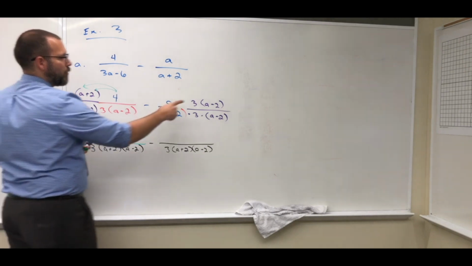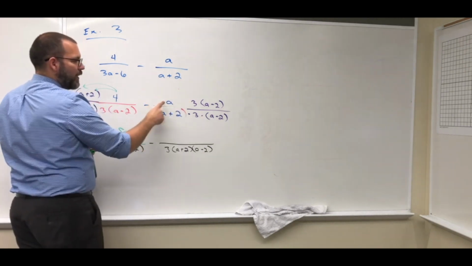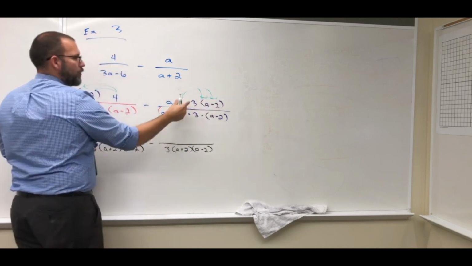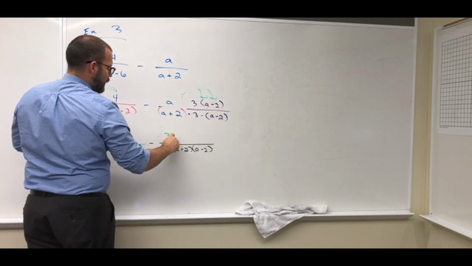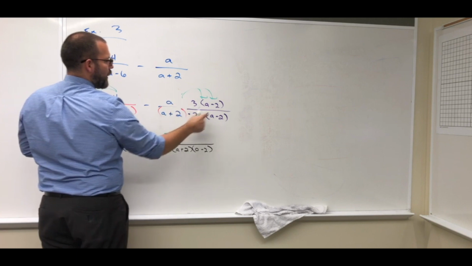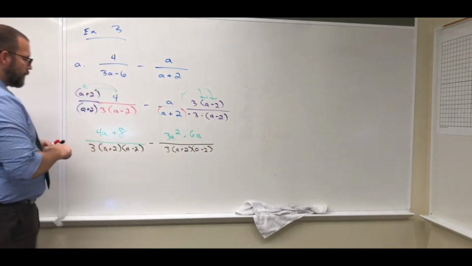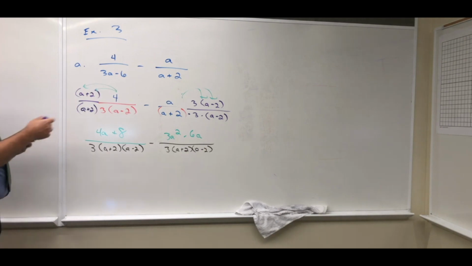My numerator, though, 3 times a is 3a, and so it's the 3a that I'll be distributing here. 3a times a is 3a squared. 3a times negative 2 is minus 6a. And now I'm just going to go ahead and do my subtraction.